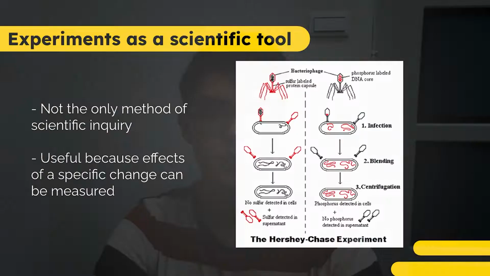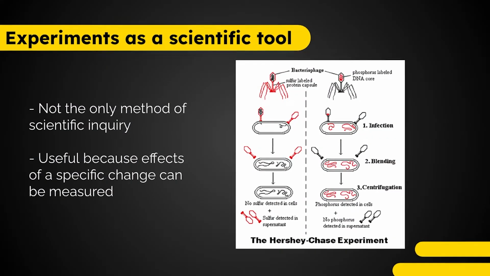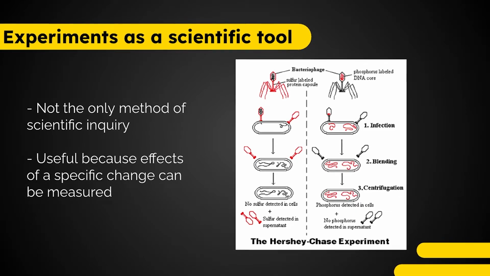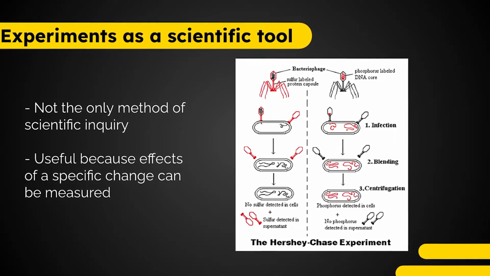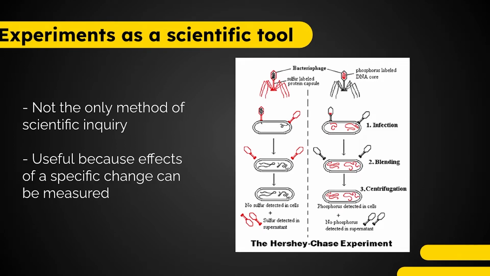Experiments. We all know what experiments are, and they're useful because they allow scientists to measure the effects of a certain change in a controlled environment. And it's important to remember that experiments aren't the only method of scientific inquiry. Other examples include observational science or historical science, where we look at data that's been collected over the past year or 10 years or 100 years even. These are all methods of scientific inquiry, but experiments are a powerful tool for scientists, so it's important to know how to make good experiments and get good results with those experiments.